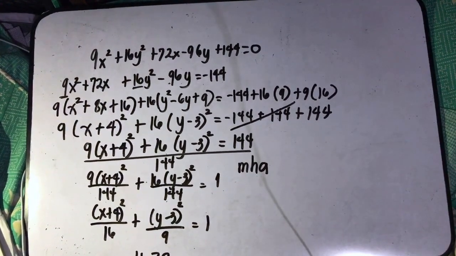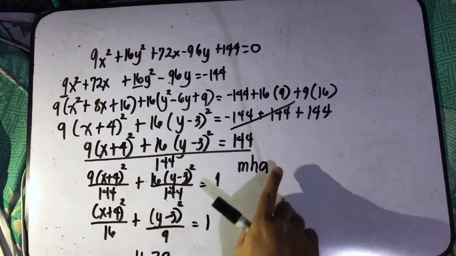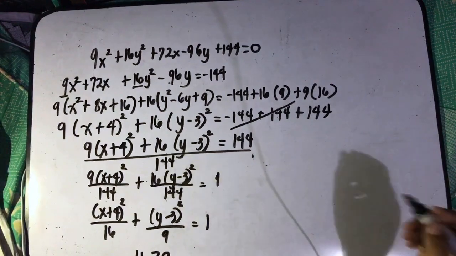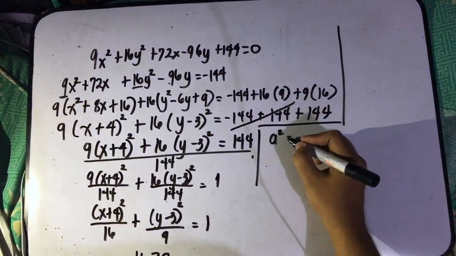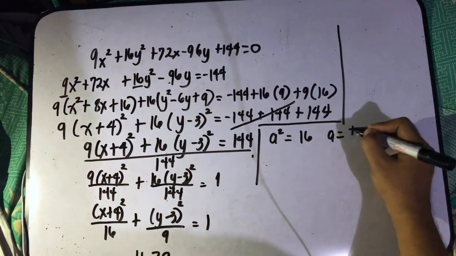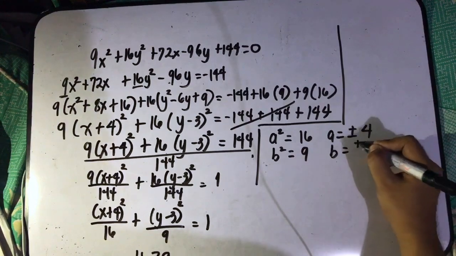Bakit major horizontal axis? Kasi, mas malaki si 16 kaysa kay 9 at ang kasama ni 16 ay si x. Okay, this is the major horizontal axis. We may say that a squared is equal to 16 and that a is plus minus 4 and that b squared is equal to 9 and that b is plus minus 3.